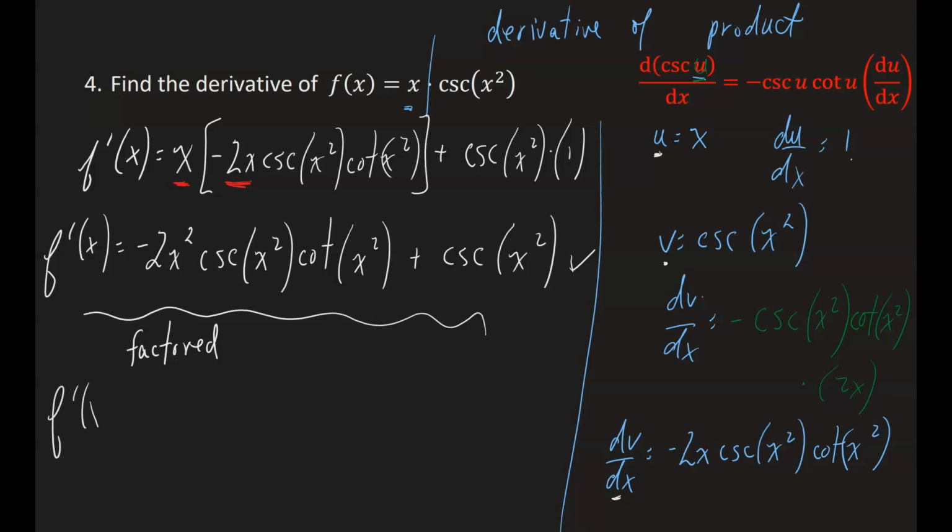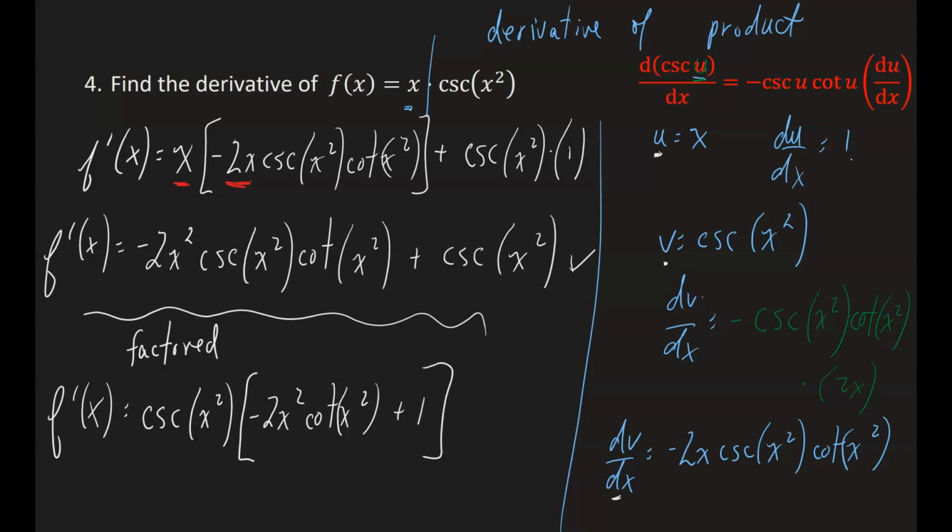F prime of x is, now the common factor of cosecant x squared occurs in both of these two terms. So we'll factor out a cosecant x squared. That leaves minus 2x squared cotangent x squared plus 1. So that's a possibility, but I don't require it, okay? That was the product rule because we have two separate functions of x, so you do require the product rule for that.